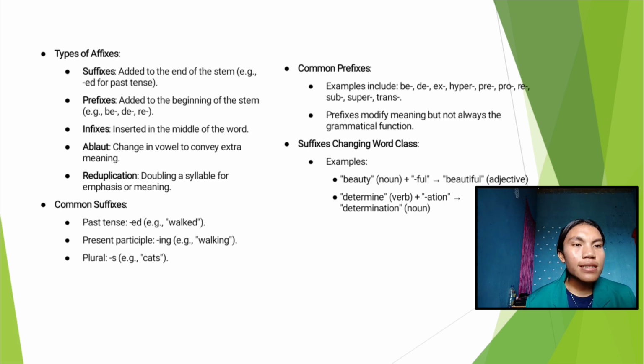Suffixes changing class. For example, beauty, a noun, plus ful, being beautiful, an adjective. And determine, a verb, plus ation, being determination, a noun.